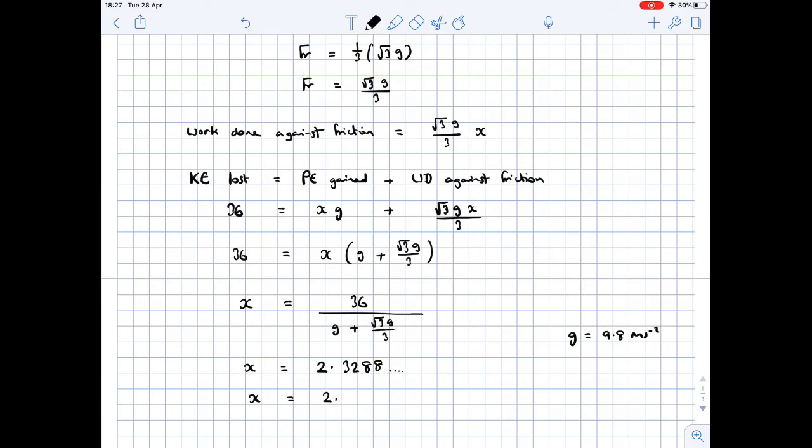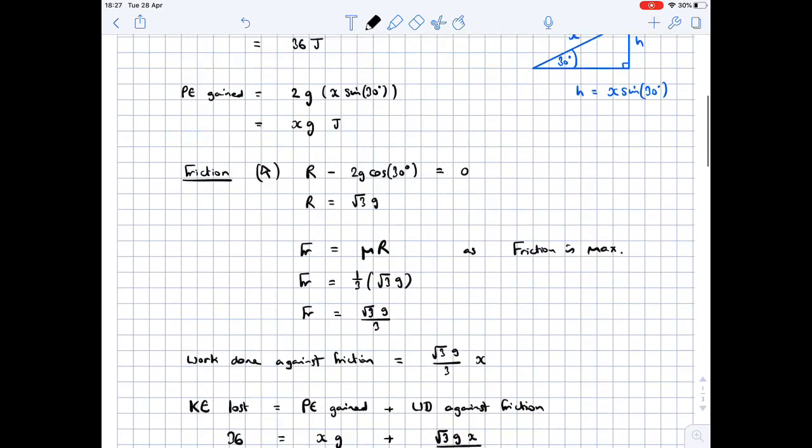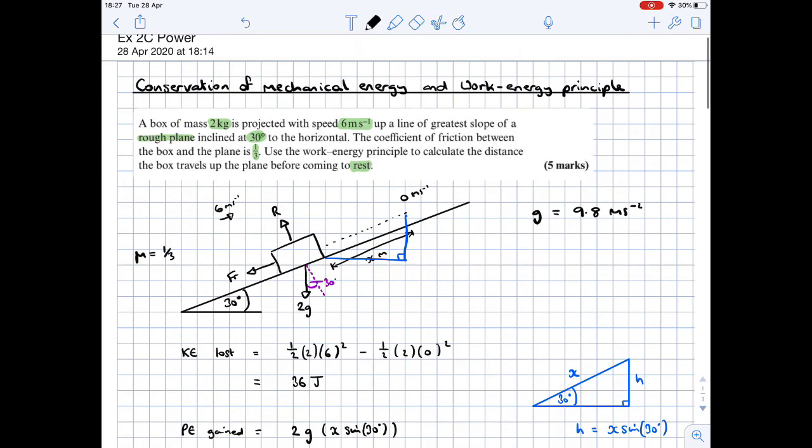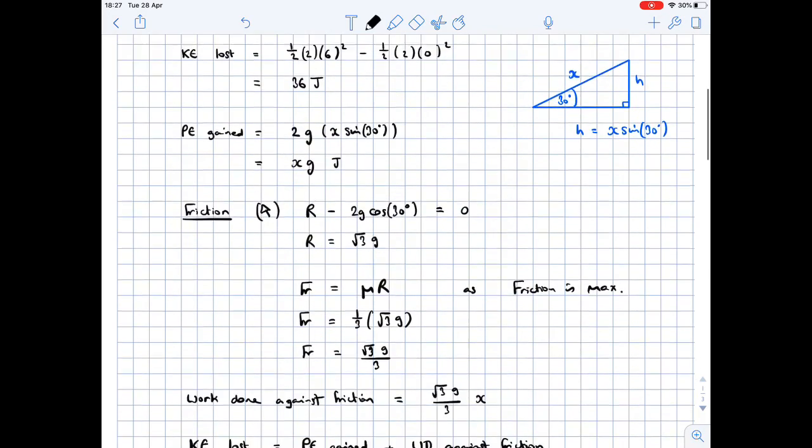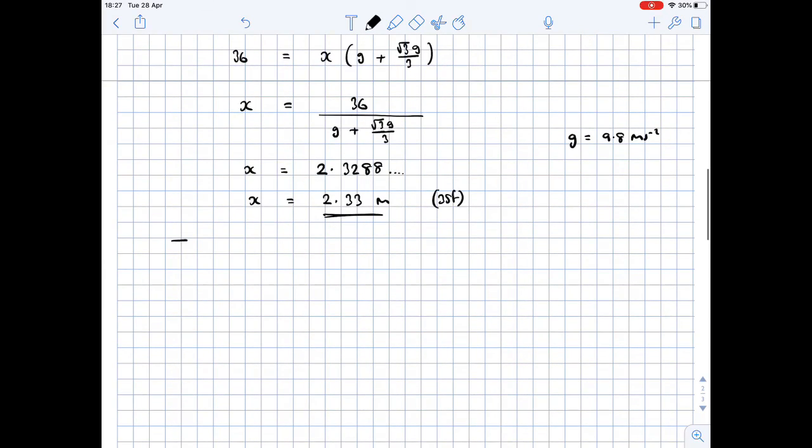Rounding that to 3 SF, 2.33 meters to 3 significant figures. So let's just check the question. The question says to find the distance the box travels up the plane. So therefore, to conclude, the box travels 2.33 meters up the plane. So you should always finish with a sentence explaining what you found.